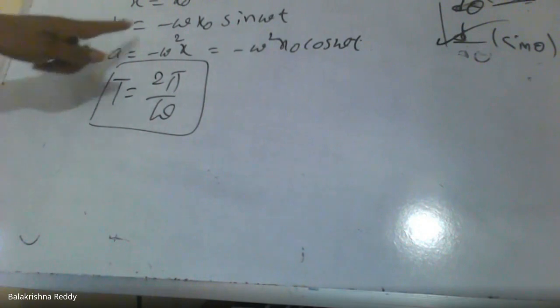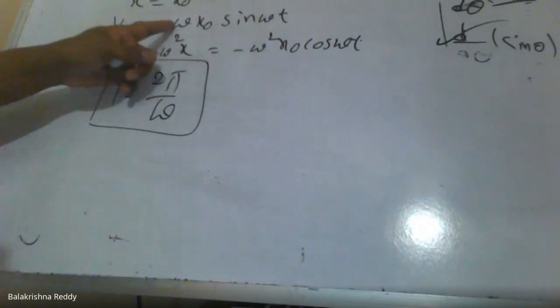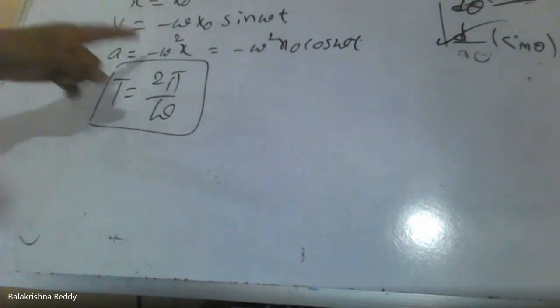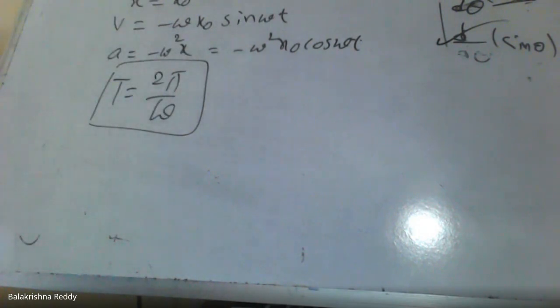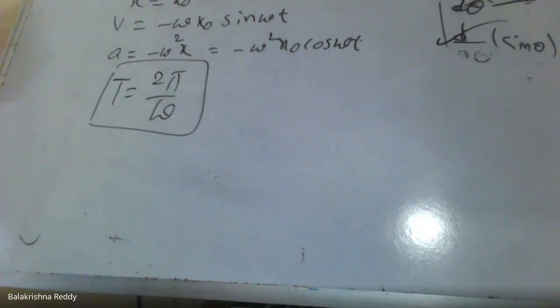When the speed is maximum, if you apply the conditions, the maximum speed happens at the mean position, minus omega x naught. The maximum acceleration, omega square x, takes place at the extreme position. These are the important terms which help us understand simple harmonic motion mathematically.